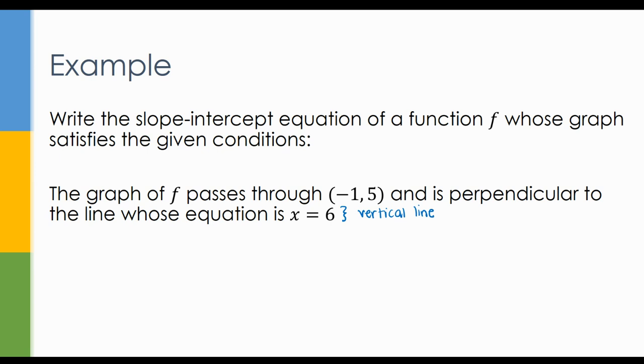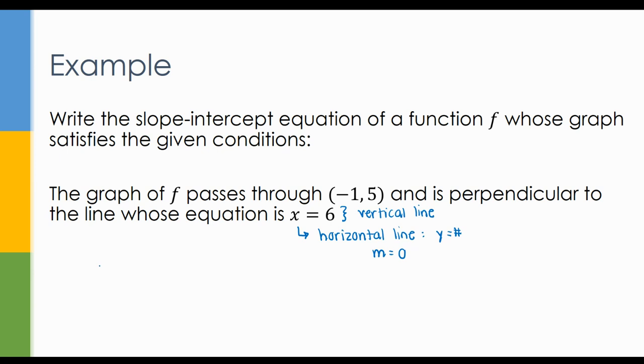And so how do you make a line perpendicular to a vertical line? Well, that line has to then be horizontal. So here I need to have a horizontal line, which means I need to have y equals a number. If I just have y equals a number, that means my slope is really 0. If I have a horizontal line, my slope is 0.